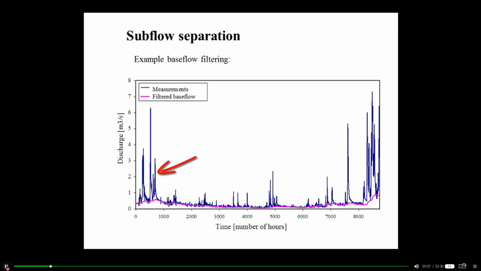Total river flow observations. But you also see the result from subflow separation. This time it's only the base flow that is shown, the pink series. And you can see that the base flow is identified here as a fraction of the total flow.